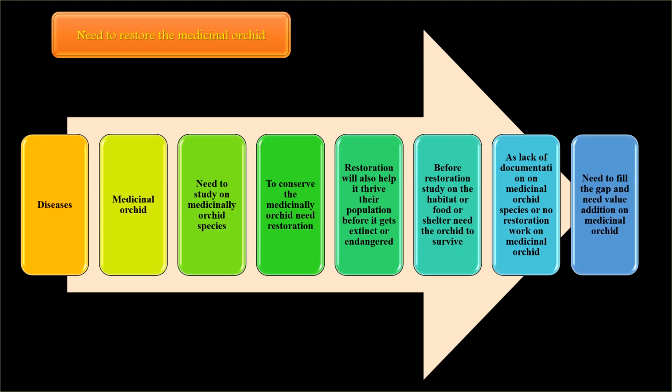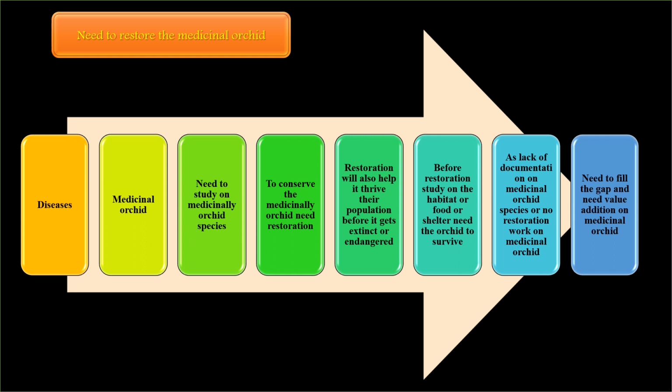As we know, in this era we have different types of diseases, and to fight them we need medicinal plants or medicinal orchids. So first, for diseases, we need medicinal orchids. Then we need to study medicinal orchid species: which have a medicinal value and which have a food value, so they can boost our immunity to fight against disease.